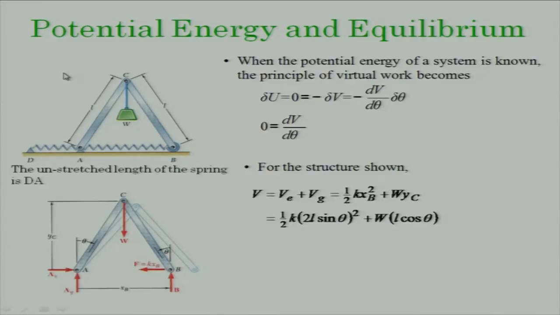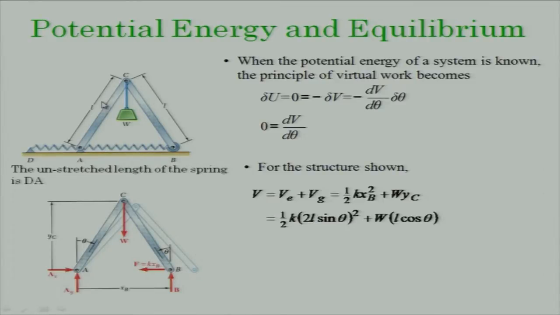The simplest thing to do is, let us write down the potential energy for this system. What we know is that when theta is equal to 0, rod AC will be vertical, rod BC will be vertical, and this length will be 0. So that is when the spring is unstretched. That means this length AB is nothing but the stretch X in the spring. So the potential energy of the spring is nothing but half K into AB square. But AB is nothing but 2L sine theta. One part is L sine theta, the other part is L sine theta, so it is 2L sine theta.